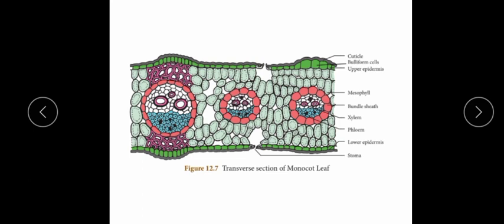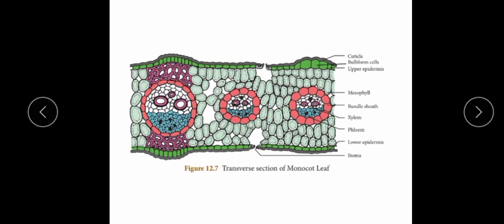Have a look at this one, children. You can see the bulliform cells in the diagram. They are nothing but cells in the upper epidermis, whereby some cells become large and thin walled. I repeat, some cells in the upper epidermis become large and thin walled. Such cells are called bulliform cells.